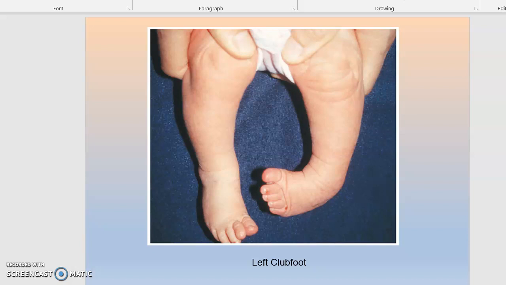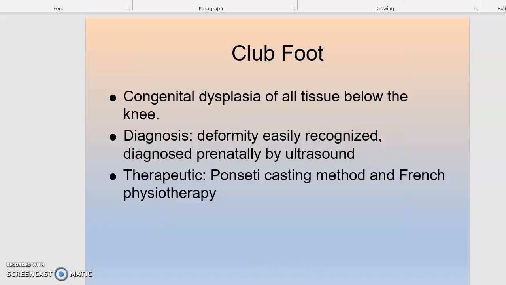There's a picture of a child with a left clubfoot. What is clubfoot? It's a congenital dysplasia of all tissue below the knee. The deformity is easily recognized and diagnosed prenatally by ultrasound. Therapeutic treatment includes the Ponseti casting method and French physiotherapy.